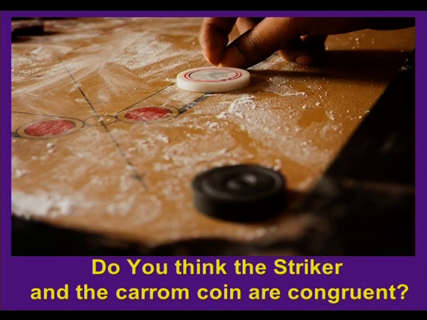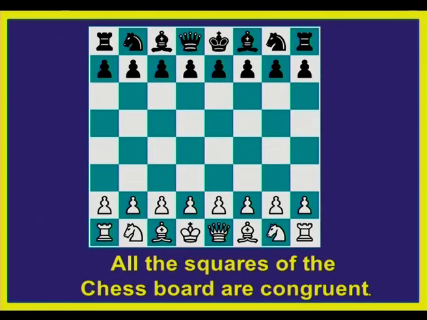Now, just observe the striker and the black coin here children. Do you think the striker and the carom coin are congruent? No, even though they have circular shape, they are not same in size and shape as well. So, they are not congruent.